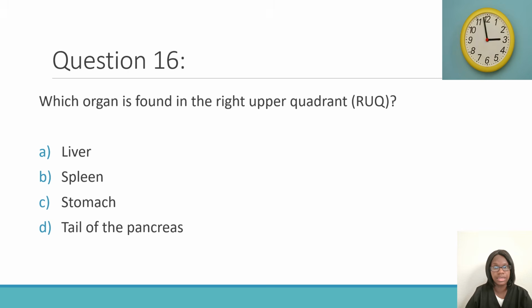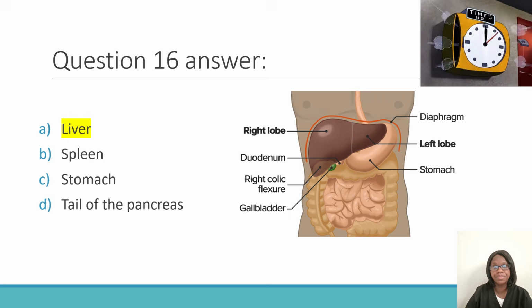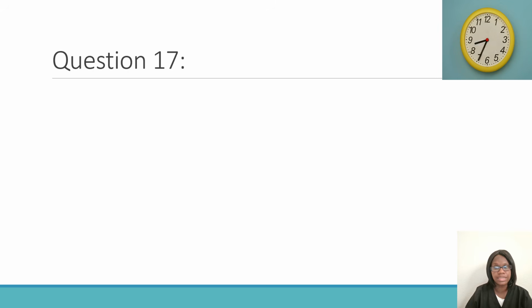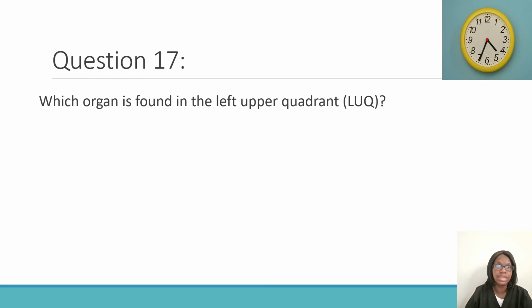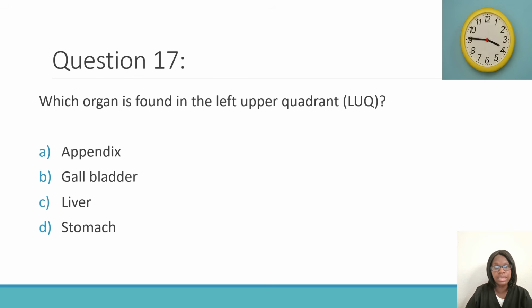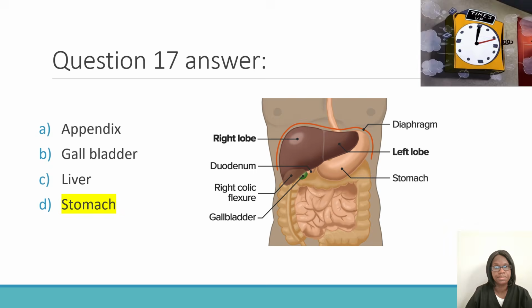Okay, the correct answer is A, liver. Question 17. Which organ is found in the left upper quadrant, or LUQ? A, appendix, B, gallbladder, C, liver, or D, stomach? All right, the correct answer is D, stomach.